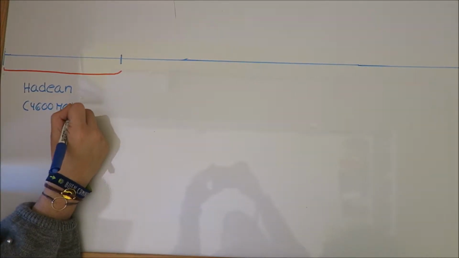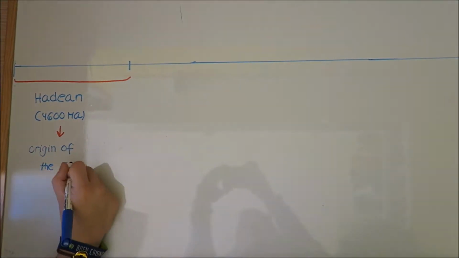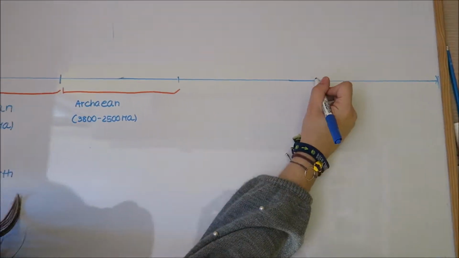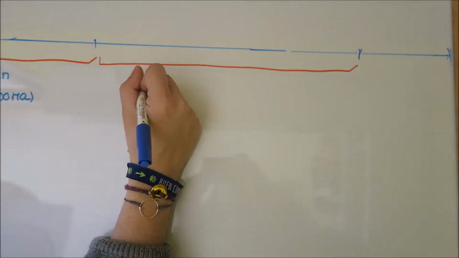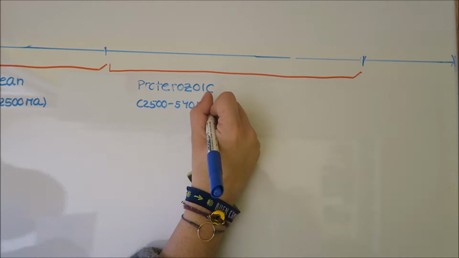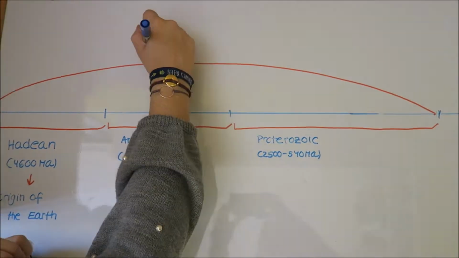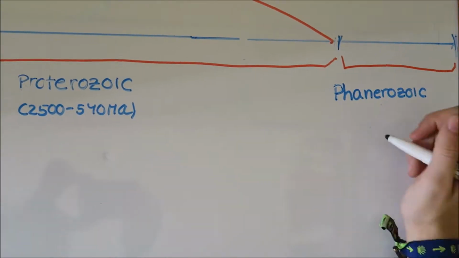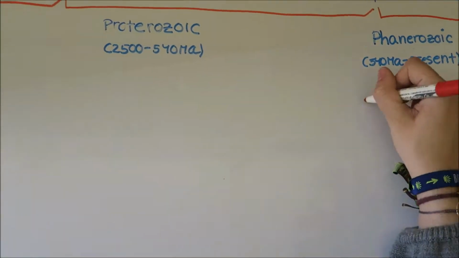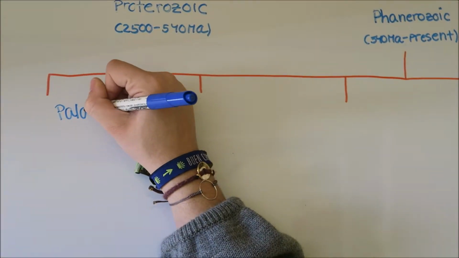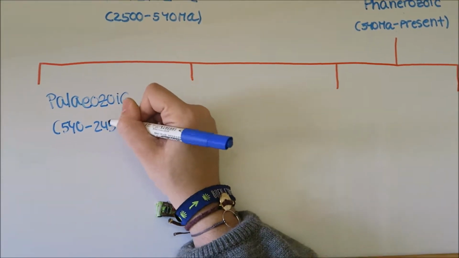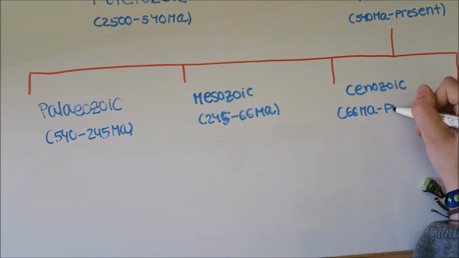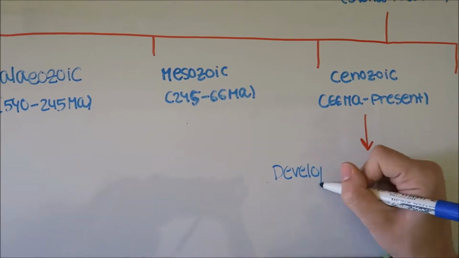The origin of the Earth was in the Hadean Eon. Then we have two eons more, Archean and Proterozoic. All three form the Precambrian stage. Then we have another supereon called Phanerozoic. It has three eras, Paleozoic, Mesozoic, and Cenozoic, where the development of human beings took place.